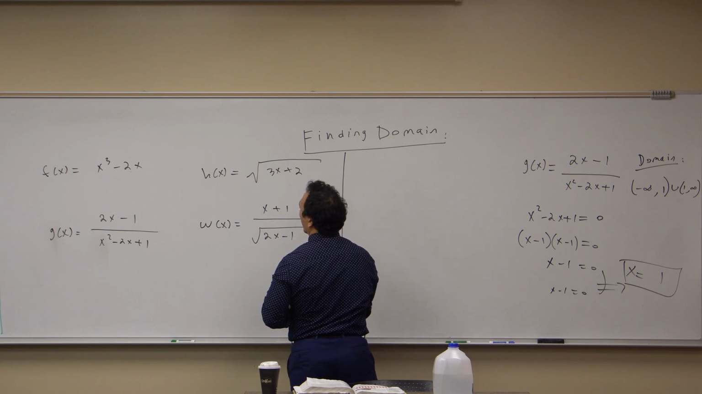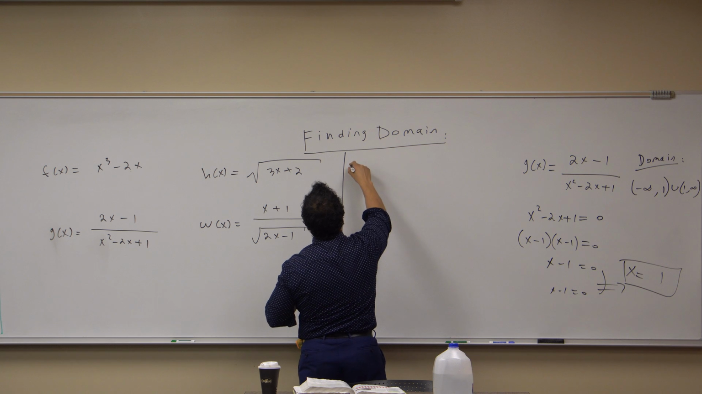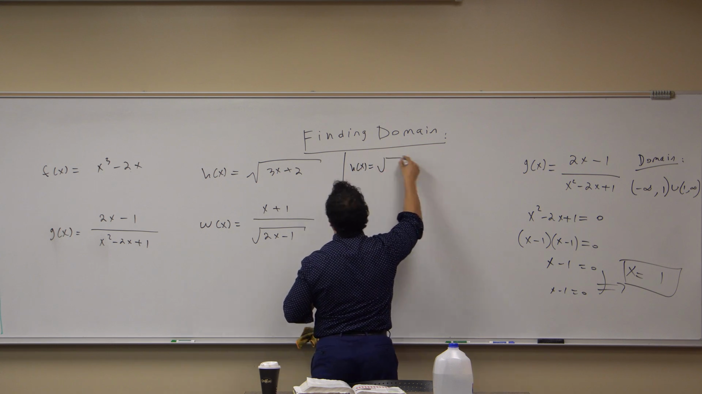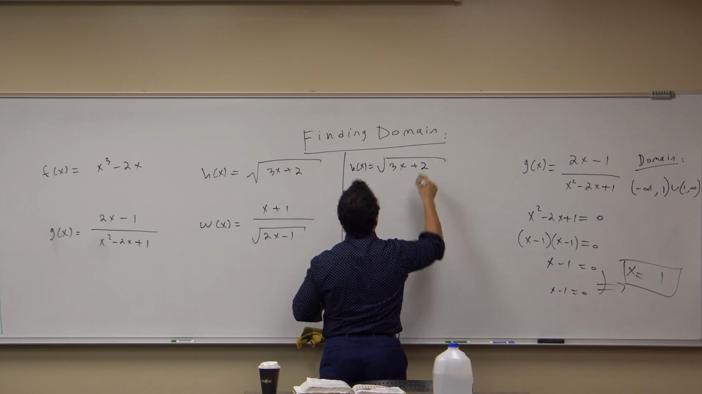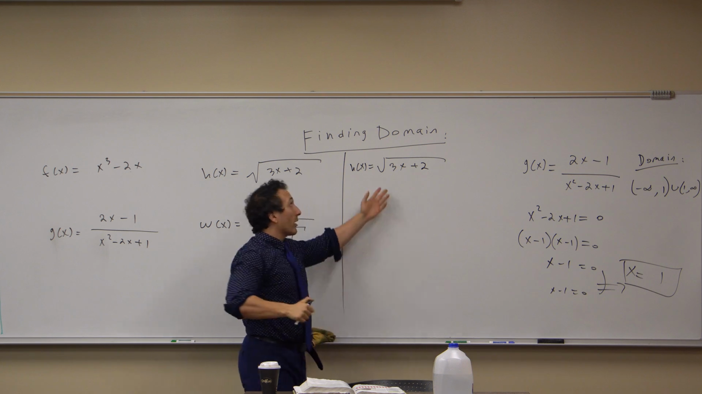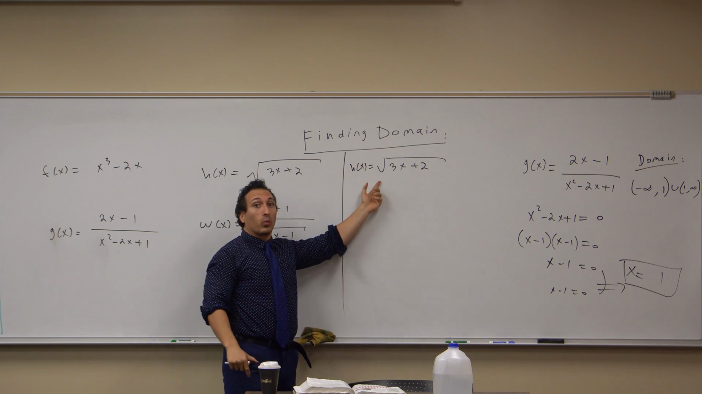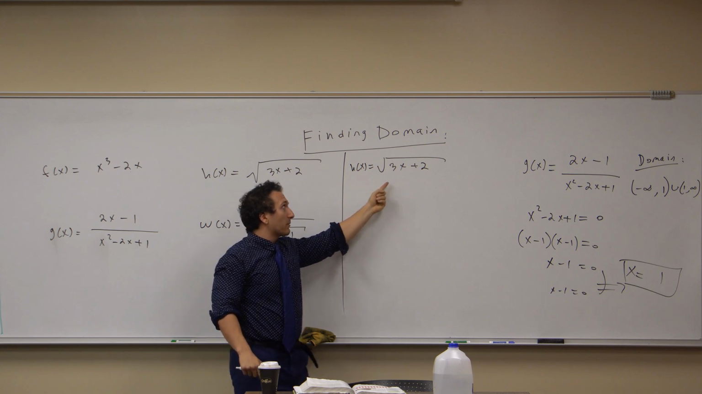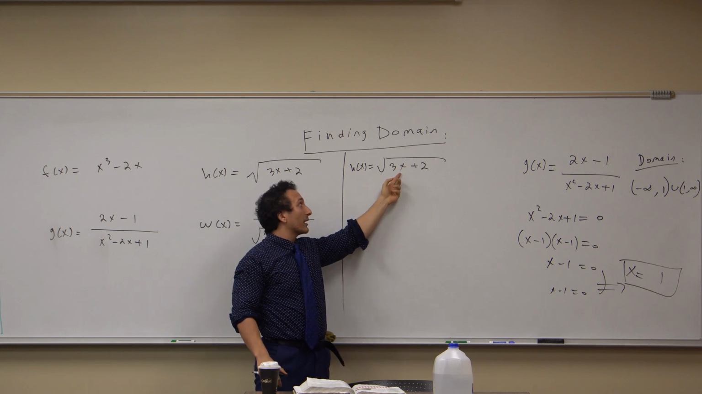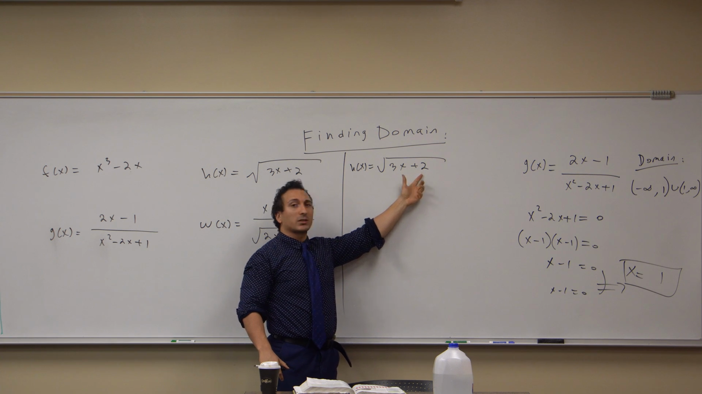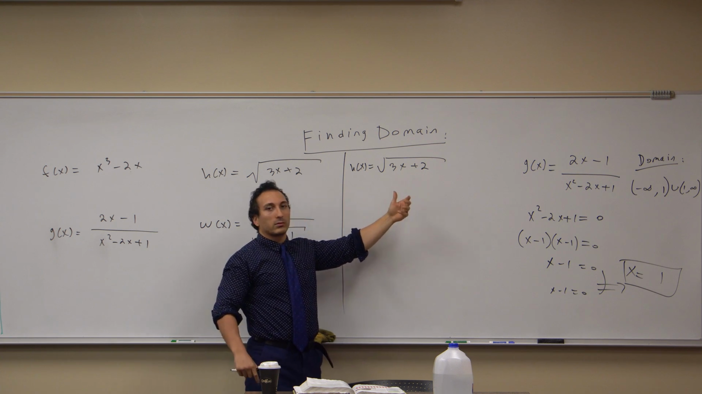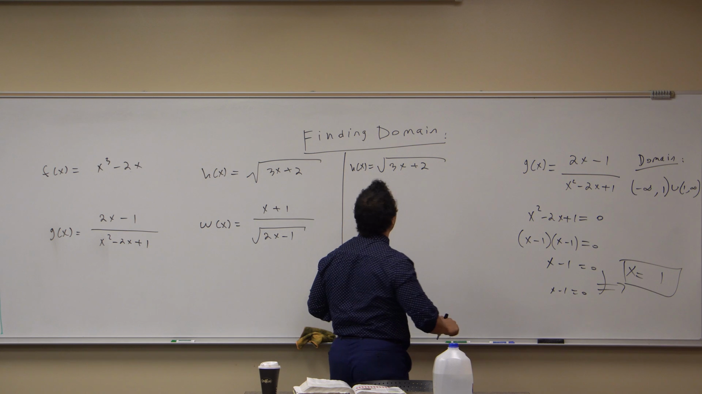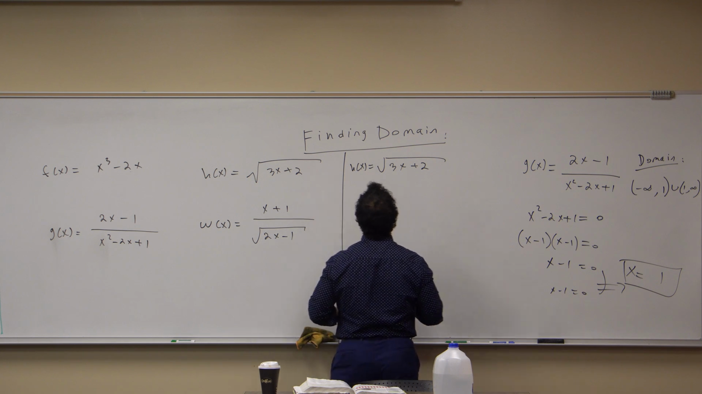Now let's do h of x. h of x is equivalent to the square root of 3x plus 2. I see a square root. That means we might be taking the square root of a negative number. Just think about it. If I pick x to be negative 1, then I would get negative 3 plus 2, which is the square root of negative 1. Not good, because then we'll get i.